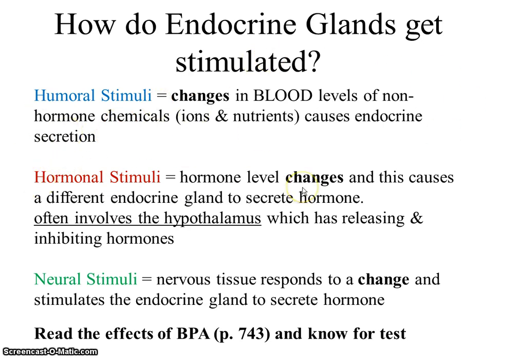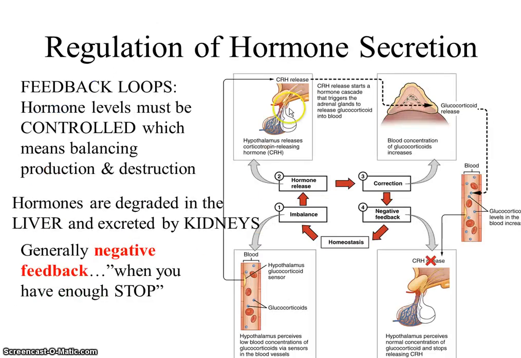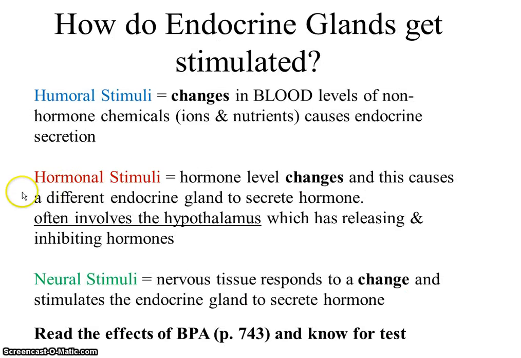Okay? Hormonal stimuli. So if hormones aren't produced and secreted because of a change in something in the blood, well, what about changes in hormone levels? And again, we track these back to the hypothalamus. Very similar to the previous slide, where we said the hypothalamus was CRH, and CRH is a great example of its influence on ACTH, right? So if the hypothalamus is causing the gland, like in the last example, the anterior pituitary, to become active and secrete more of some hormone, then we say it's hormonal stimuli, right? So hormone levels change, and this causes a different endocrine gland to secrete a hormone.